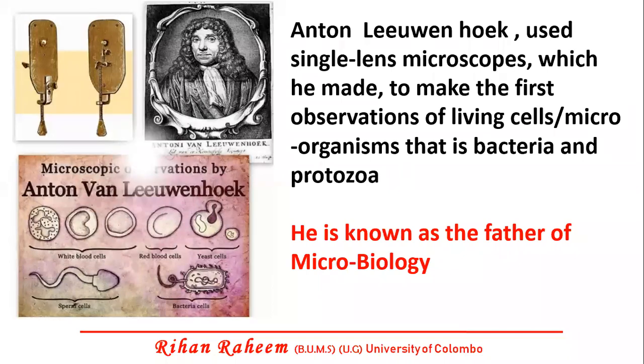So, Anton Leeuwenhoek was the person. Anton Leeuwenhoek used a single lens microscope, which he made. Now, normally everyone says they made the microscope. Actually, they modified it. The lens was made by some other people. In general, you would have studied Janssen. Then he made the first observation of living cells or microorganisms, that is, bacteria or protozoa.